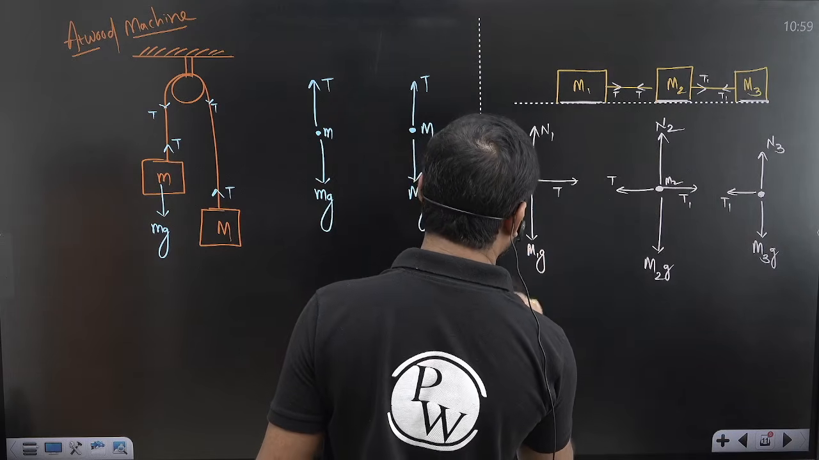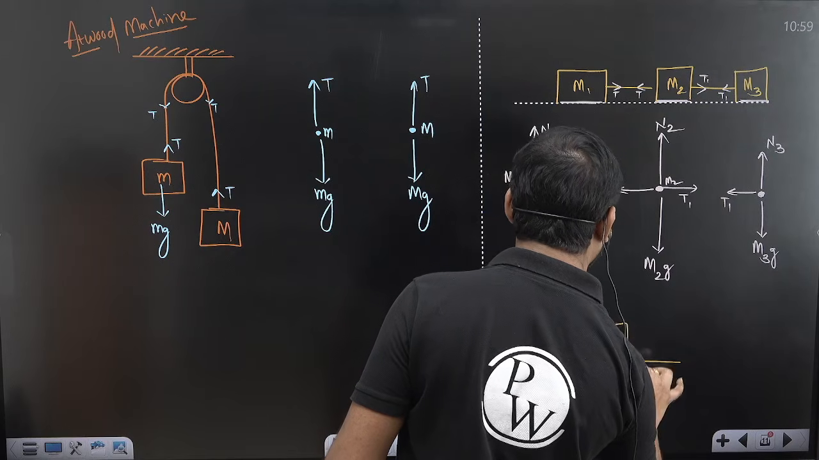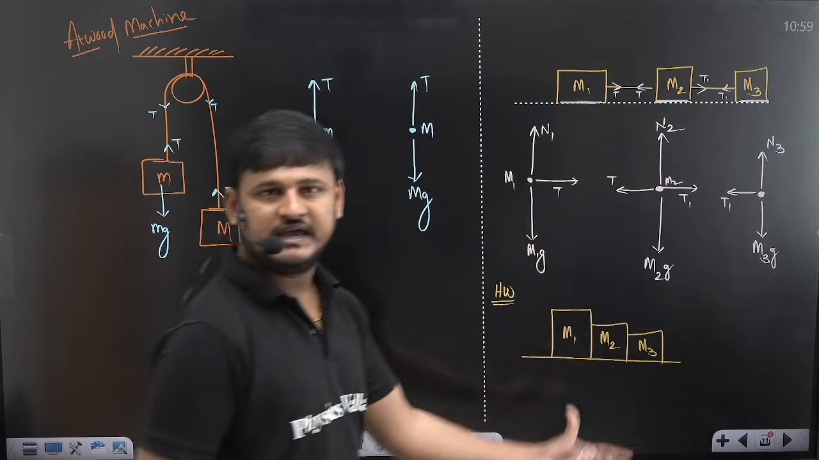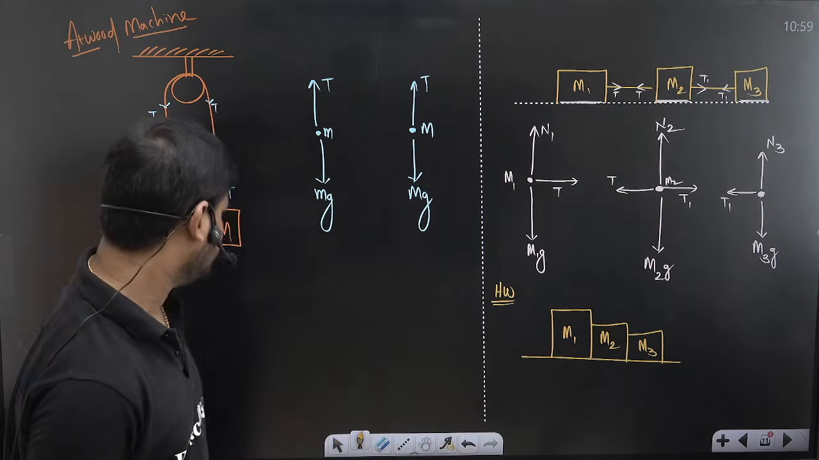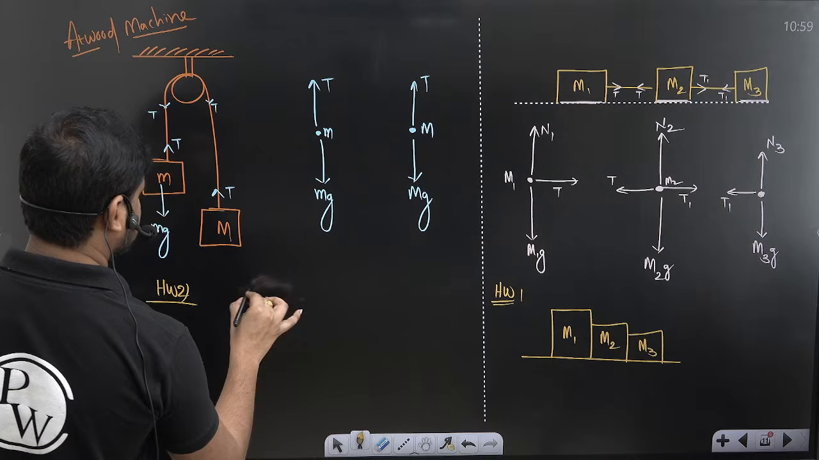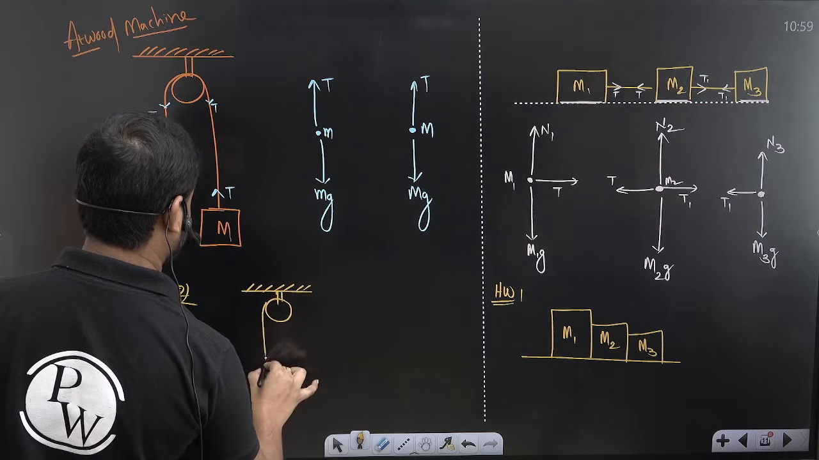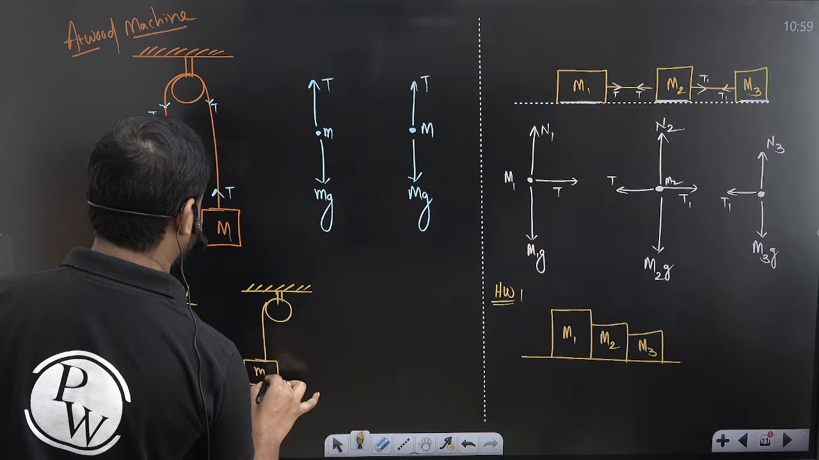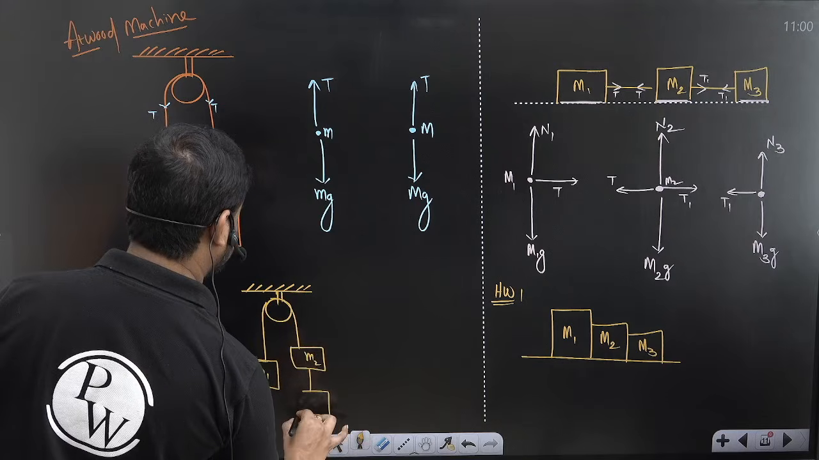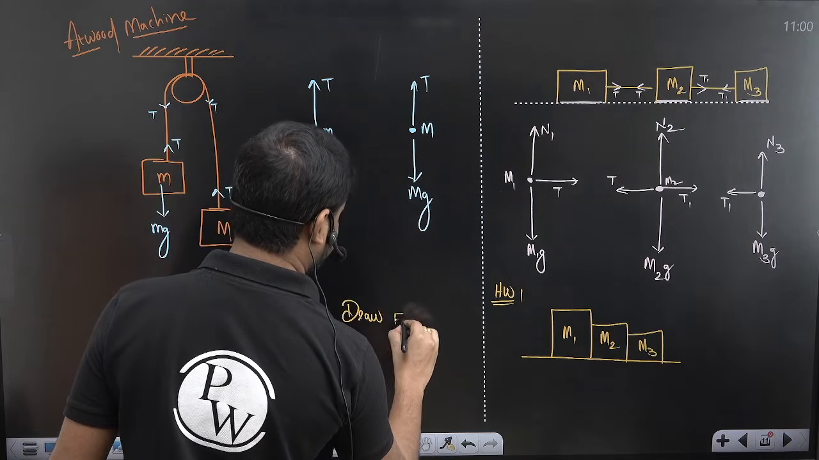So the homework question is, consider these are the three masses M1, M2 and M3. So draw the free body diagram of M1, M2, M3. So that's the homework for you, and this is homework 1. Consider homework 2: so this is mass M1, M2 and then M3. So draw the FBD of M1, M2, M3.